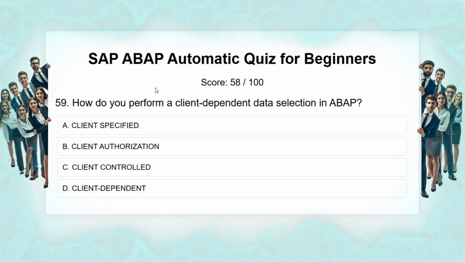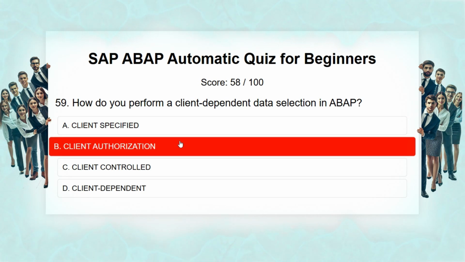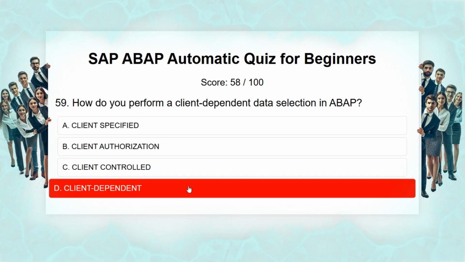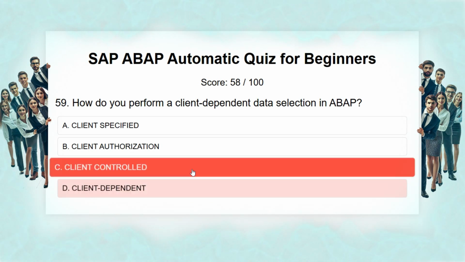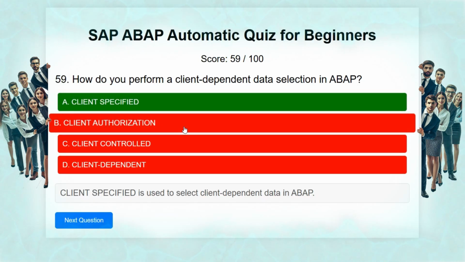59. How do you perform a client-dependent data selection in ABAP? A. Client specified. B. Client authorization. C. Client controlled. D. Client dependent. Correct answer. Client specified is used to select client-dependent data in ABAP.